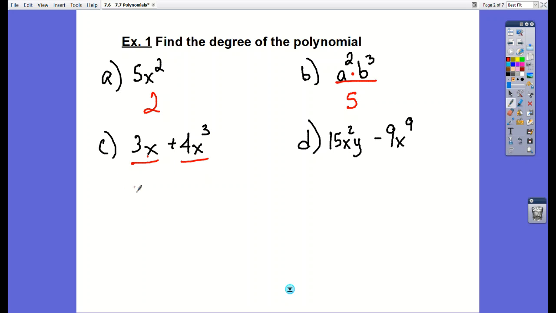So let's break this one down. What is the degree of just this first part? Everybody call it out. 1. What's the degree of the second part? 3. So you're looking at the term with the highest one for a polynomial. So that makes this one have an answer of 3.